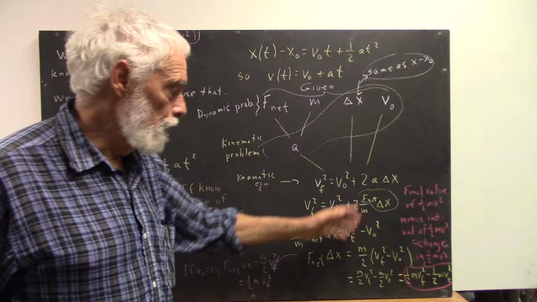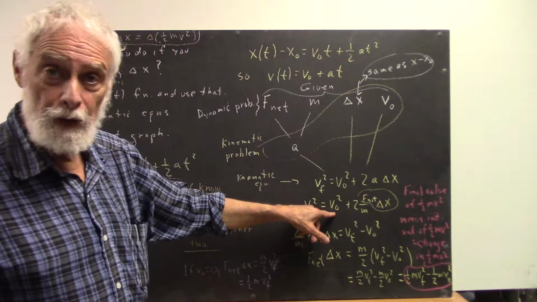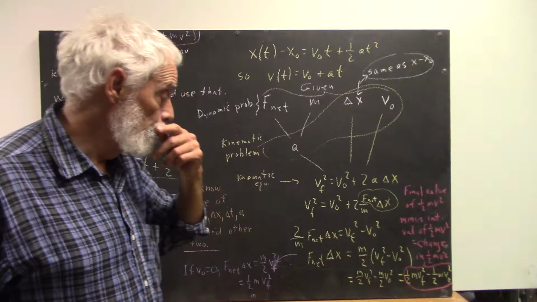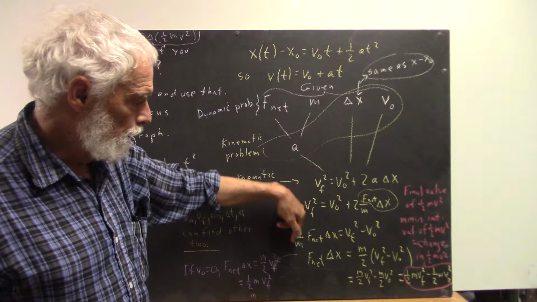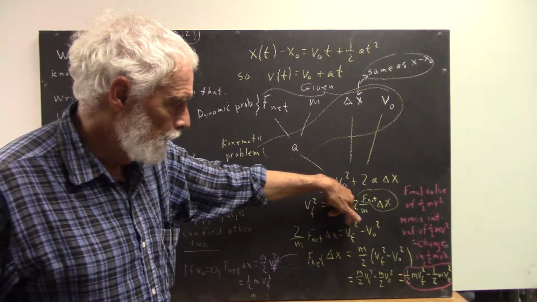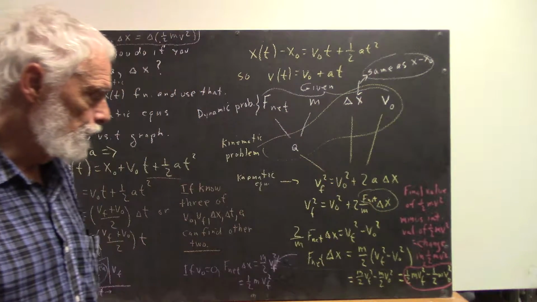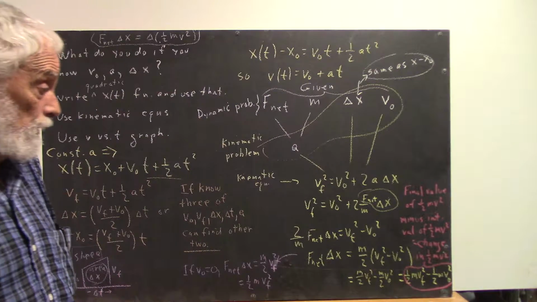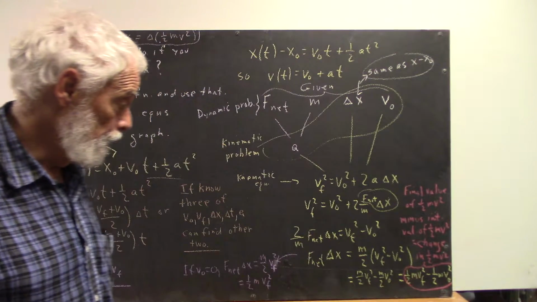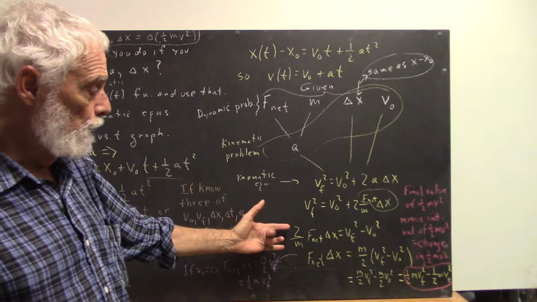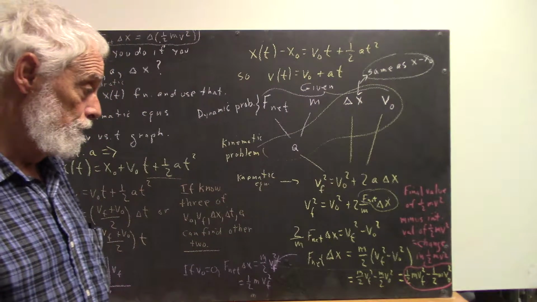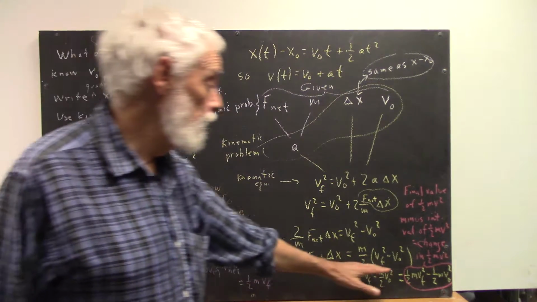First step in solving for Fnet delta x would be to subtract v naught squared from both sides. Now, switching sides, we've got 2 over m times Fnet delta x on one side, vf squared minus v naught squared on the other side. So we finish solving for Fnet delta x. We multiply through by m over 2. Okay, having done that, we get this.